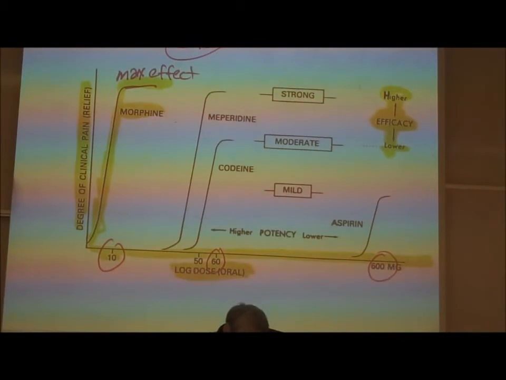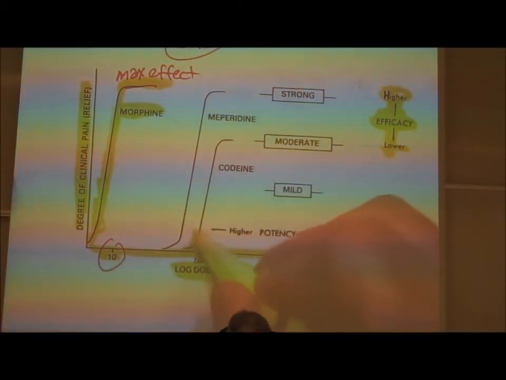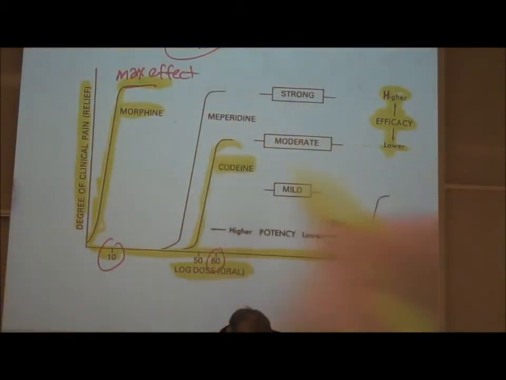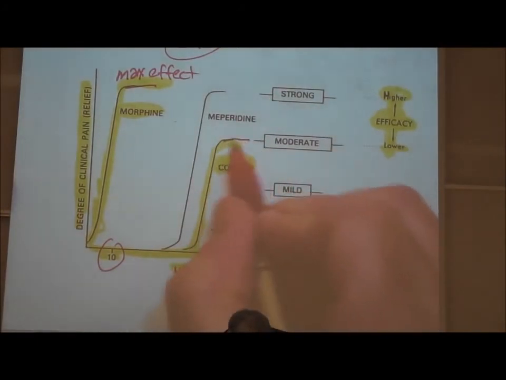Now, in contrast, look at codeine. This is codeine, and this is its maximum effect.